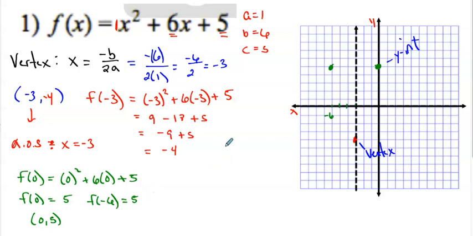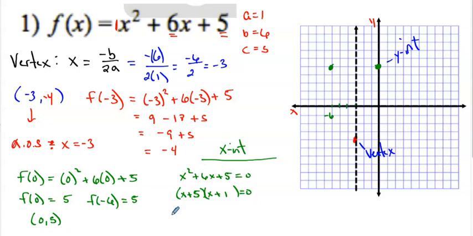So for my x-intercepts, we'll do this piece right here. We have x squared plus 6x plus 5 set equal to 0. This is going to factor into x plus 1 and x plus 5, right? 5 times 1 is 5, and 5 plus 1 is 6. So those are the factors of 5 that give you 6. Once I'm here, I take each one of these factors, set them equal to 0, and this is finding my x-intercepts or my roots. So x is equal to negative 5, and x is equal to negative 1.